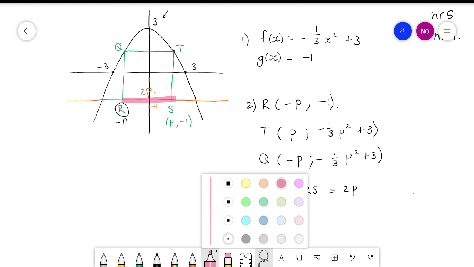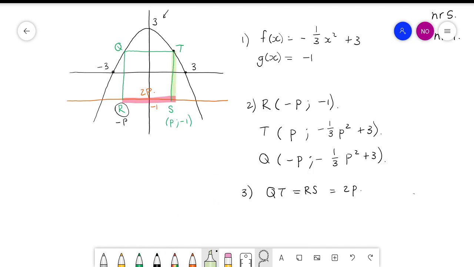En ons gaan presies die teenoorgestelde hier doen. Ons gaan sê tussen die punt S en T bly die x-waardes mos dieselfde. So I'm just going to look at how their y values differ. Wat is die y-waarde van die punt T? -1/3 P squared plus 3 minus, wat is die y-waarde van die punt S? -1. I'm just saying the y value of T minus the y value of S.